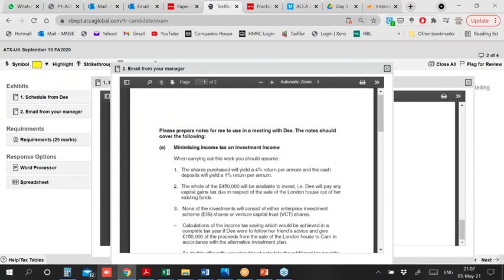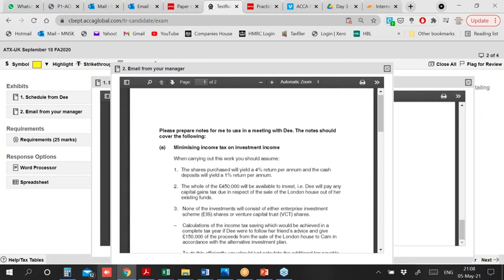Minimizing income tax on investment income. When carrying out this work, you should assume the shares purchased will yield a 4% return per annum and the cash deposits will yield a 1% return per annum. Okay, the whole of the 450 will be available to invest. D will pay any capital gains tax due in respect of the sale of the London house out of our existing funds. So we don't have to do that after tax proceeds bit, where we first check how many after tax proceeds we have, and then invest those. So we do not have to do that bit.